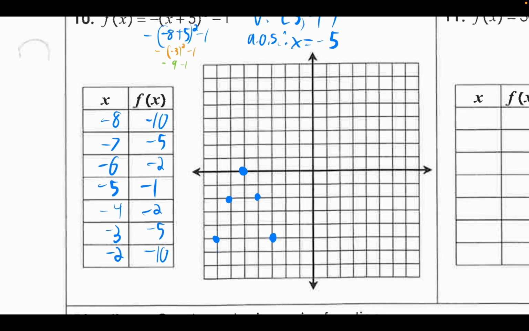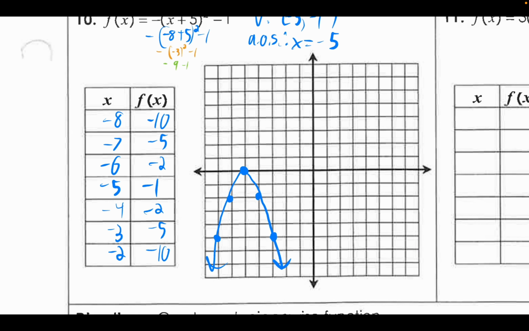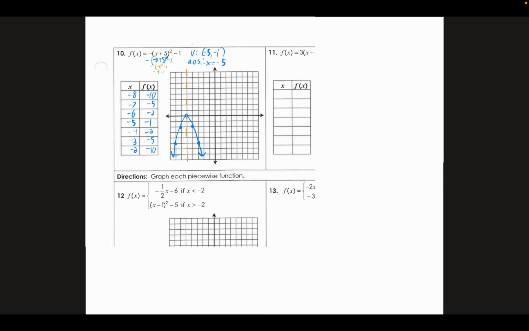Plotting the other points gives me these 5 points on the graph, and it makes this U shape. Now, I did mention last class that it might not be a bad idea to draw our axis of symmetry as a dashed line. If you still want to do that, that's awesome. If not, that's fine. Moving on to number 11 here.